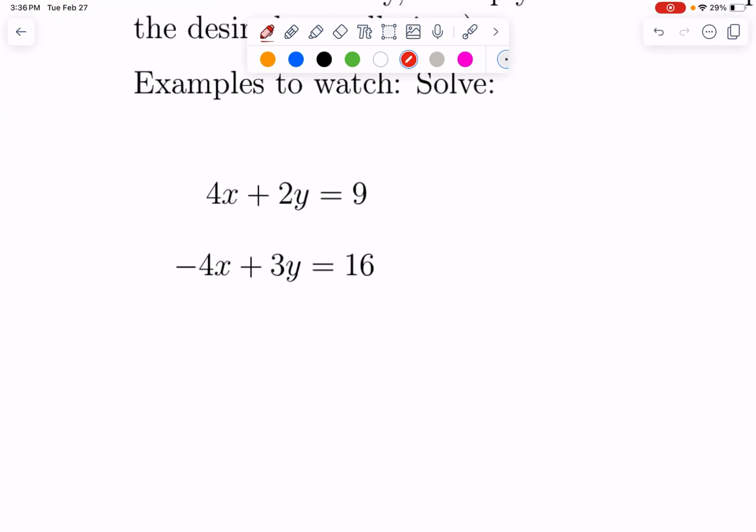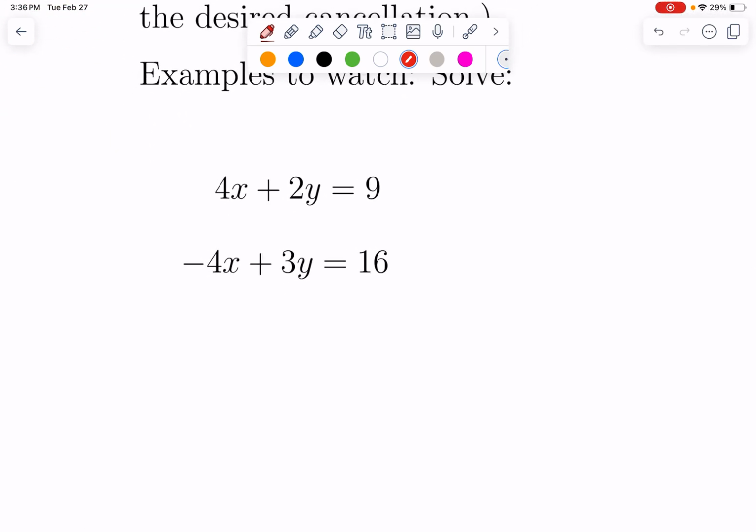So here's an example. I have that 4x plus 2y is equal to 9, but also that negative 4x plus 3y is equal to 16. So what that means is if I add together all of the things on the left, that should be the same as adding together all of the things on the right. If left is equal to left and left is equal to left, then the total of everything on the left should be the same as the total of everything on the right.